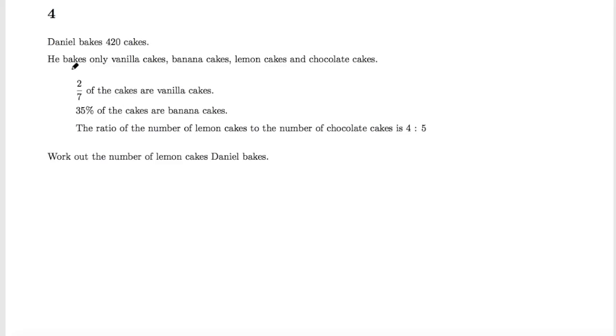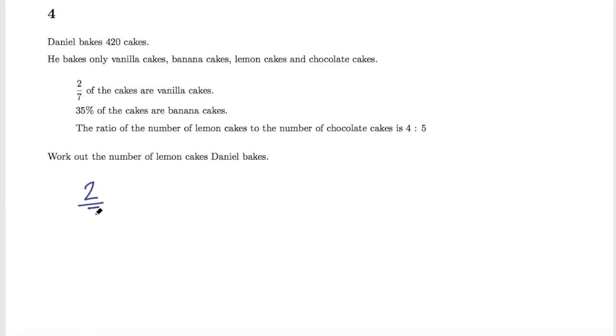So Daniel bakes 420 cakes. He bakes only vanilla cakes, banana cakes, lemon cakes, and chocolate cakes. 2 of the 7 cakes are vanilla cakes, 35% of the cakes are banana cakes. The ratio of the number of lemon cakes to the number of chocolate cakes is 4 to 5, and it's asking us to work out the number of lemon cakes Daniel bakes. So this sentence is telling us how many vanilla cakes there are. This one's telling us how many banana cakes there are. And then we need to use this ratio to get to the final answer.